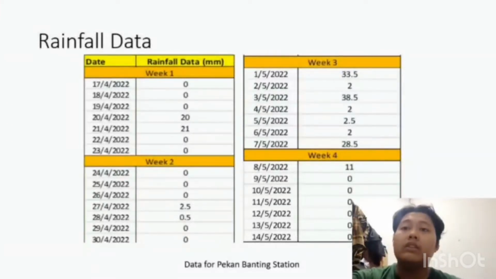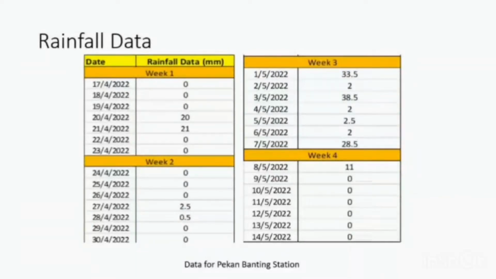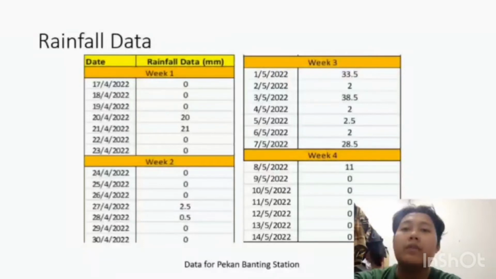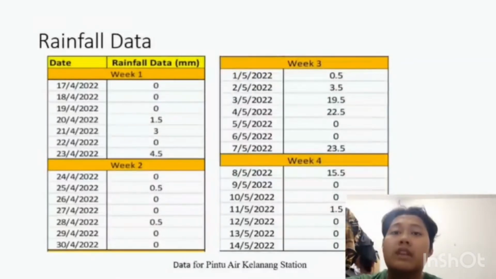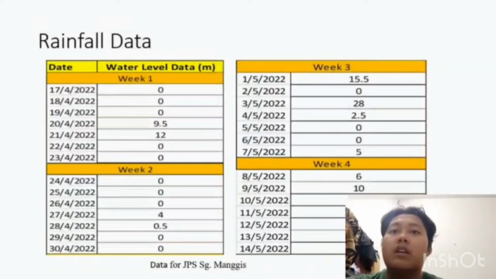The following is the rainfall data that has been recorded for the three stations for 4 weeks. This table shows rainfall data for Bekal Bantai Station. Second station is for Pintu Kelana Air, and last but not least for JPS Sungai Manggis.